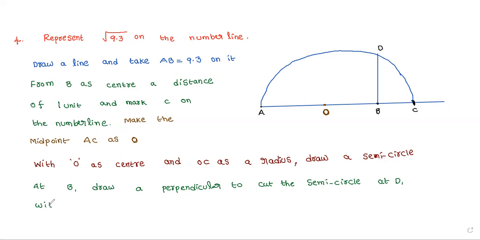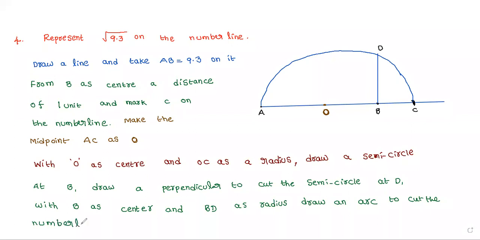With B as center and BD as radius, draw an arc to cut the number line at capital E. So this is the arc, cutting the number line at E.